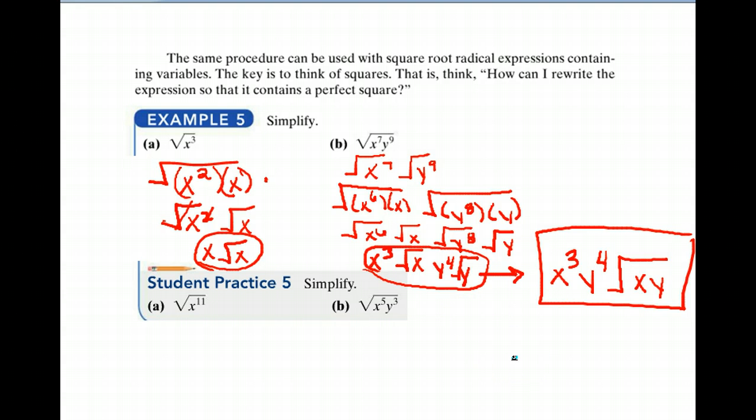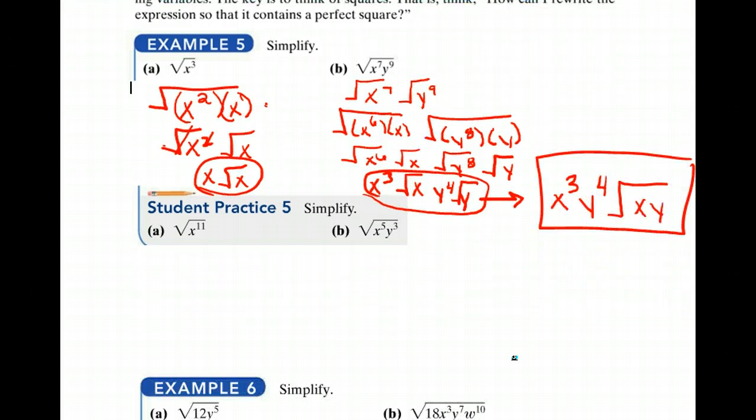Okay, let's have you guys do student practice A and B and finish that off. Go ahead and pause the recording and then turn it back on to check your work. Okay, at this point you should have completed A and B. Let's check and see what you have done here.